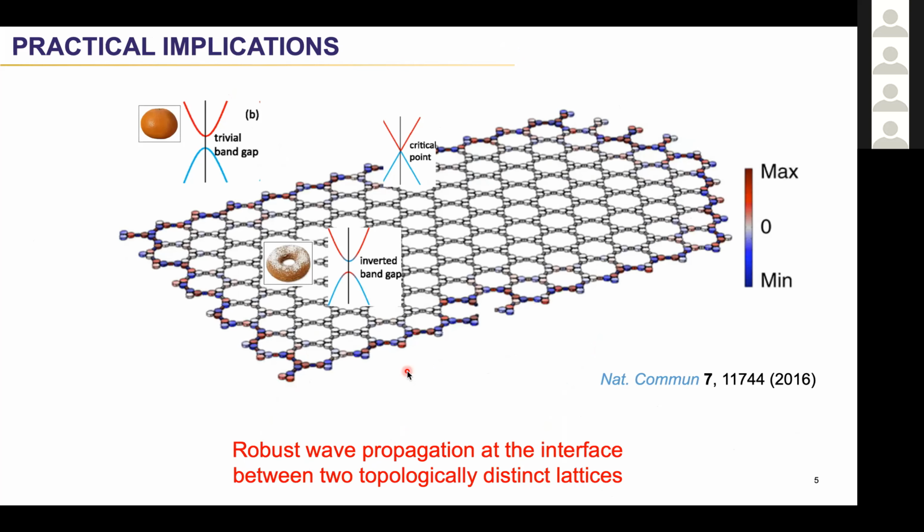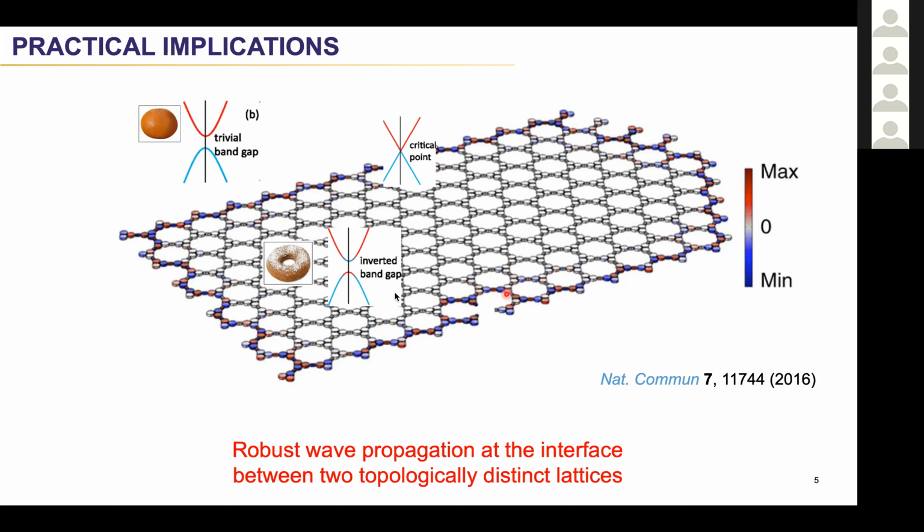The practical implication of this is that when we have 2 mediums with topologically distinct dispersions, we observe energy localization at the interface. As you can see here, this is a lattice made of acoustic cavities, and the energy propagates only on the boundaries without leaking into the bulk. Neither does it show any scattering at the corners or around the defects.